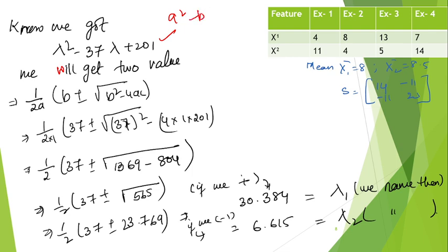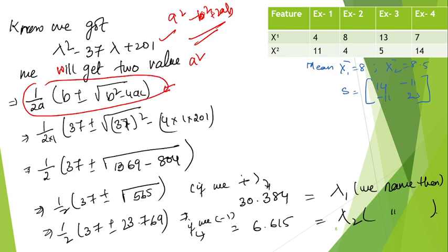A quadratic equation is given by the formula to find the roots: minus b plus or minus the square root of b square minus 4ac, all divided by 2a. So we have got this is b, this is c, and 1 is our a. We calculated and got one value as 13.1, and the other value is 6.0. We took them as lambda.